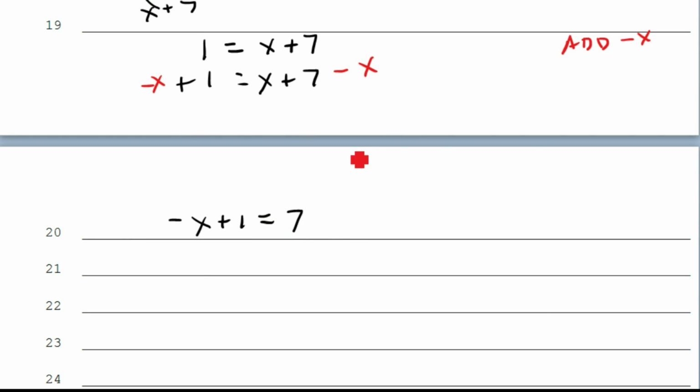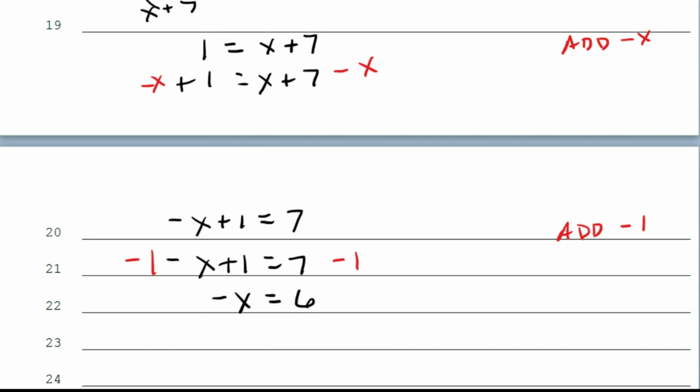And then move the 1 over to the right side by adding minus 1 to both sides. And that's 1 over here, minus 1 over here. And the rest of it stays the same. Minus x plus 1 equals 7. And simplify, minus 1 plus 1 is 0. You get minus x equals 7 minus 1 is 6.